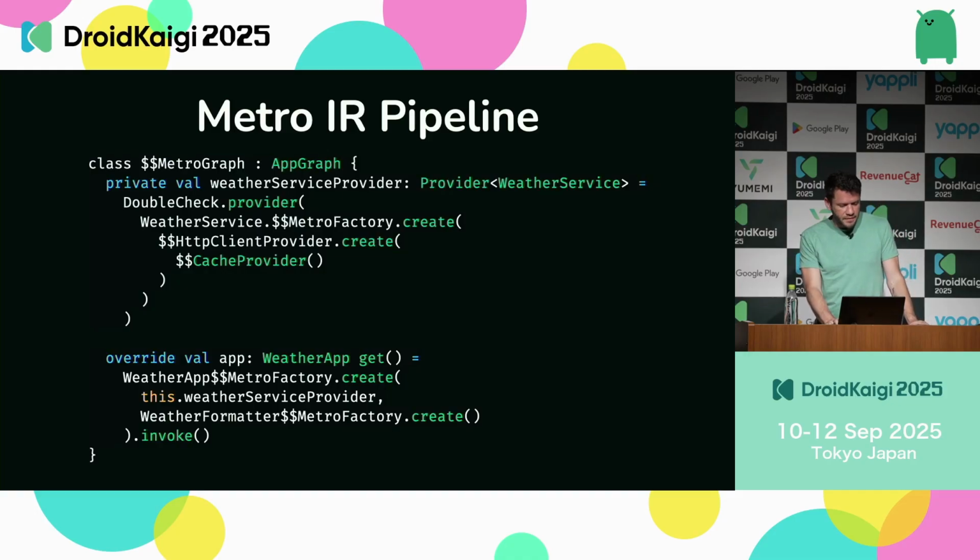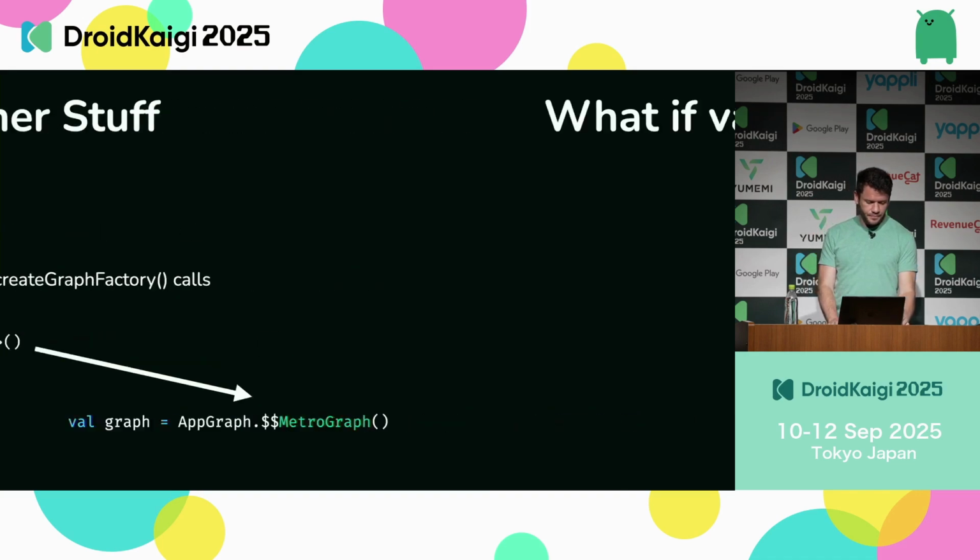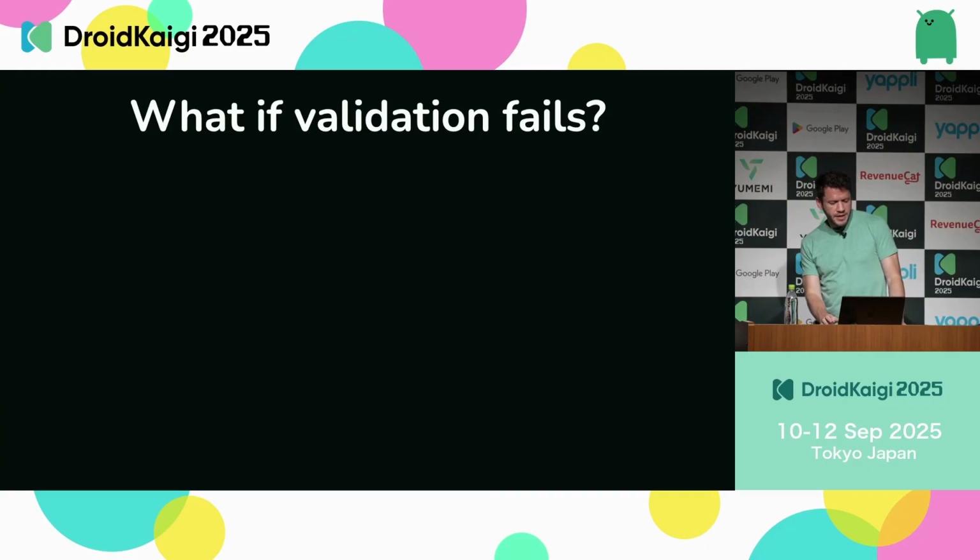There is some other stuff that happens in IR that I won't get into here but are worth mentioning. Incremental compilation is something we have to consider, including generating code in a way that ensures the graph is recompiled if the user changes some relevant code. This comes up most often with annotations, which don't trigger recompilation by default on their own. We also transform those create graph and create graph factory calls in this layer to just call the created graph directly. So what happens if validation fails?